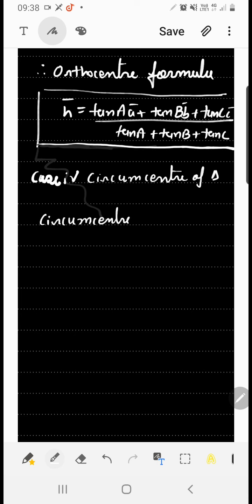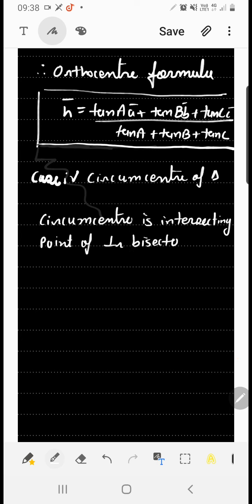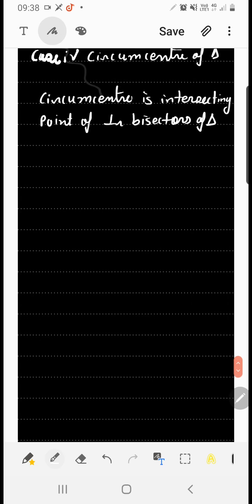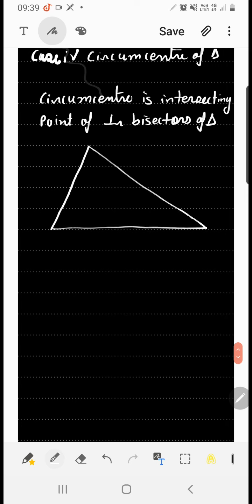circumcentre is the intersecting point of perpendicular bisectors of a triangle. Okay, so diagrammatically if you see, it is basically this. Okay, so there's a triangle ABC.